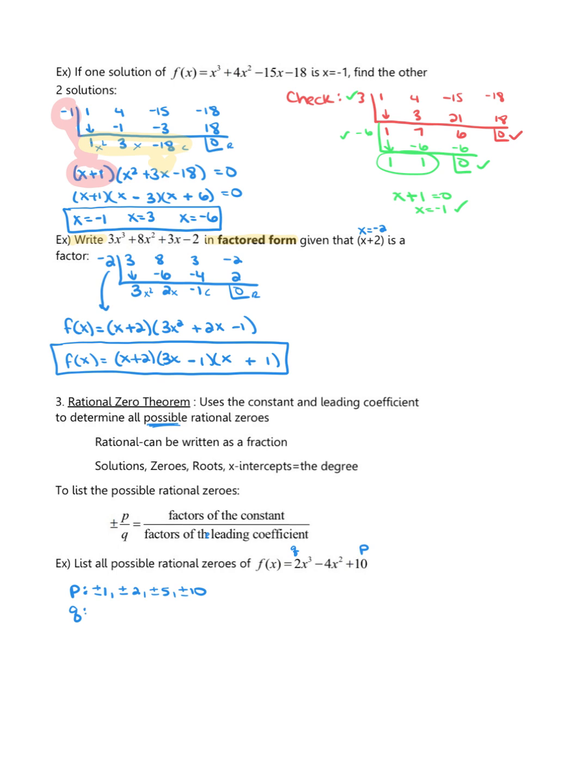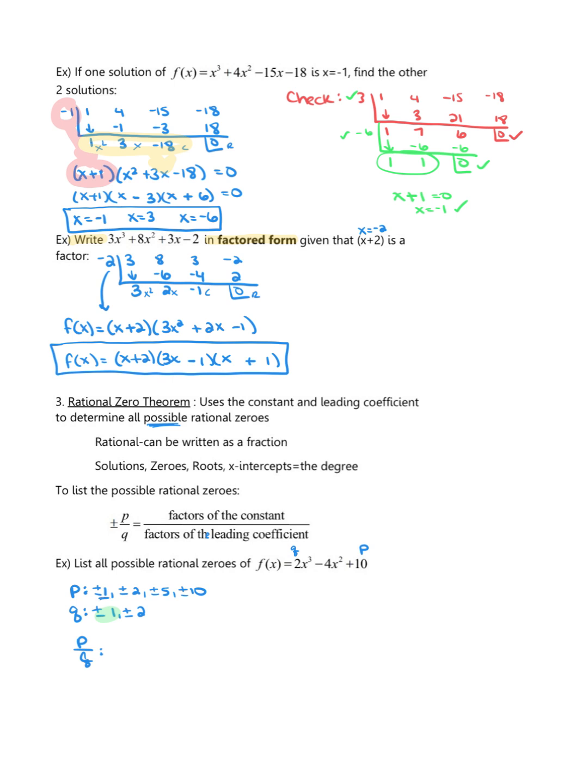And then q, factors of 2. What are numbers that divide 2? Just 1 and 2. So all the possible rational zeros are going to be our p over q. So if I start with a certain q value, let's start with 1, then I'm going to do all of those p's over 1.